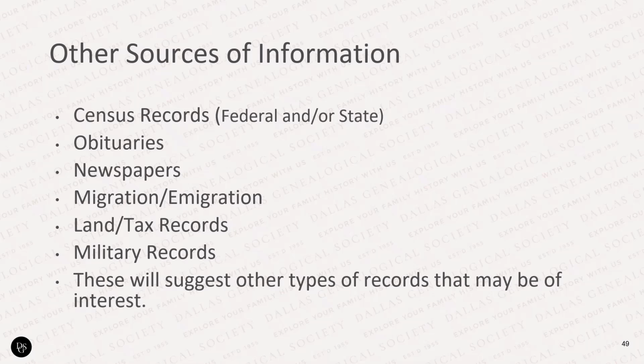And as you go through all these different types of information, they're going to suggest other types of records that may be of interest. Did your relative belong to some kind of fraternal organization? Just any little nugget of information that you can identify about your ancestors might give you that aha moment of, oh, that's just the piece of information I needed to fill in that little blank in my tree there. So be open to different types of information because it's surprising what you'll dig up.